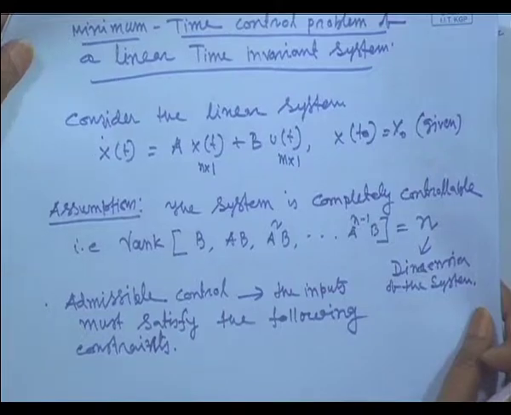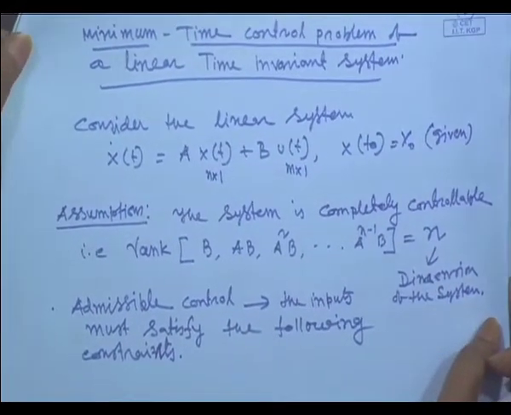So, last class we discussed the statement of the minimum time control problem of a linear time invariant system. Let us recap the statement of the problem, and then we explain the solution of the minimum time optimum control problem with an example.